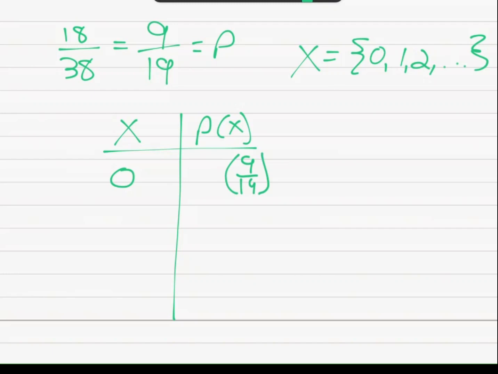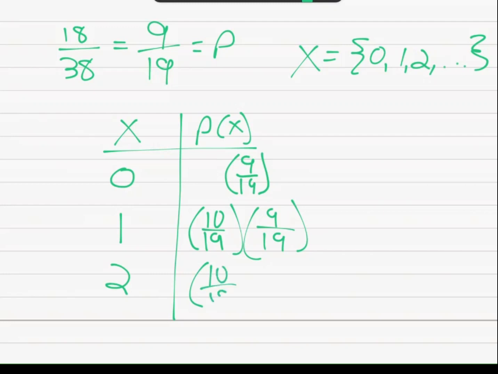What's the probability that we have a failure and then a success? Well, that's going to be 10/19 for the failure times 9/19 for the success. And then what's the probability of 2 failures before the eventual success? Well, that's going to be 10/19 squared times 9/19. And hopefully you can see that this is a geometric pattern.